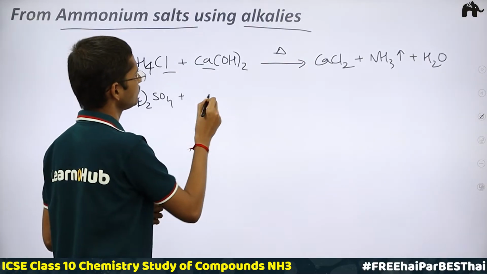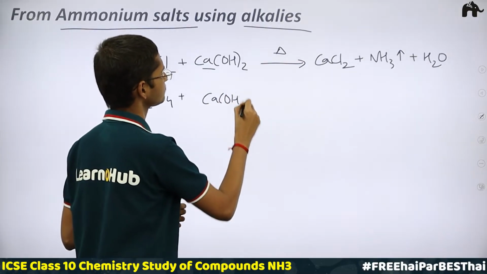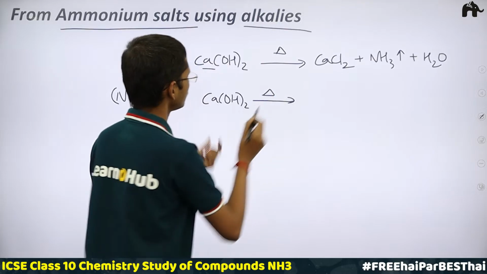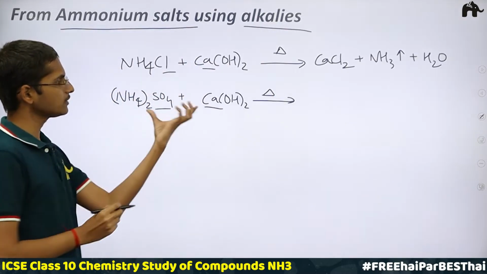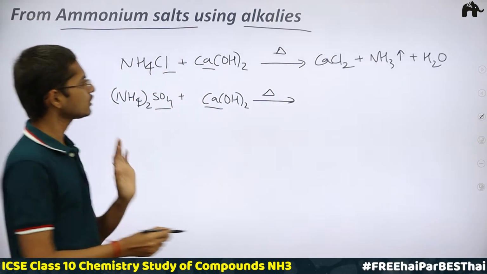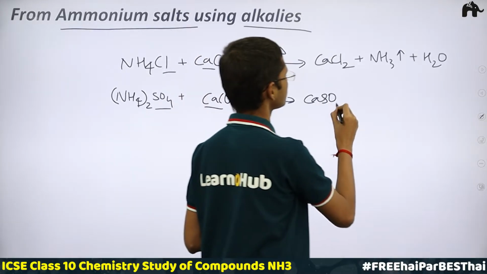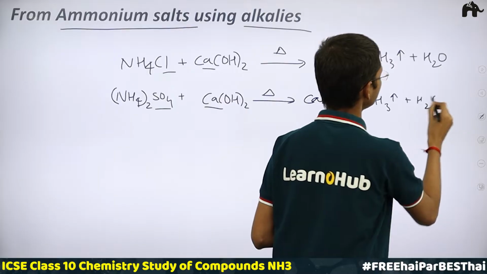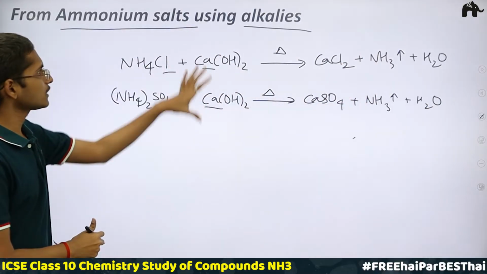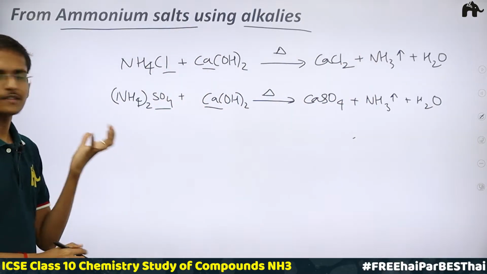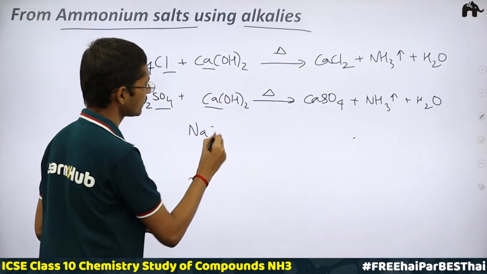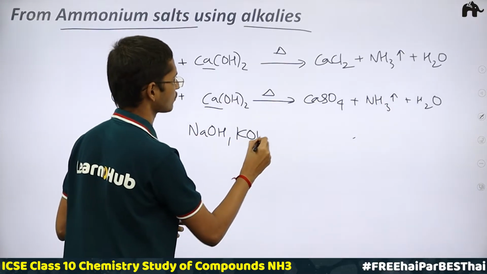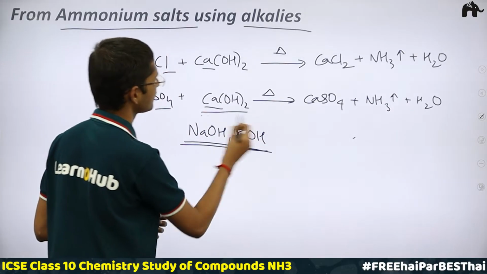Now if I'm using calcium hydroxide again and heating it, what would be formed? Calcium sulfate would be formed, and then ammonia and water. So in this reaction, for the alkalis, we can use calcium hydroxide, as you can see here, sodium hydroxide, and potassium hydroxide. These three alkalis we can use.